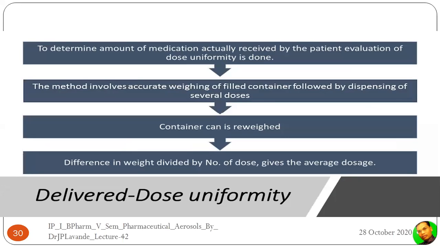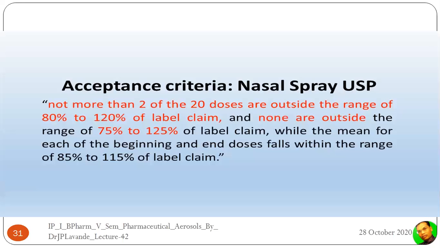The method involves accurate weighing of the filled content, followed by dispensing of several doses. The container is reweighed, and the difference in weight divided by the number of doses gives the average dosage. Acceptance criteria: in the case of nasal spray, the USP has given the acceptance criteria.